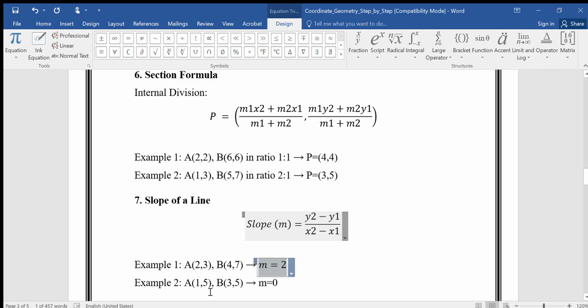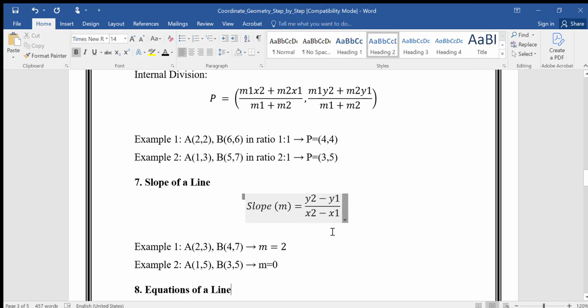And x1 is 1, y1 is 5, x2 is 3, y2 is 5. Slope is equal to 0. Use this formula: (y2 minus y1) divided by (x2 minus x1). Slope of a line.